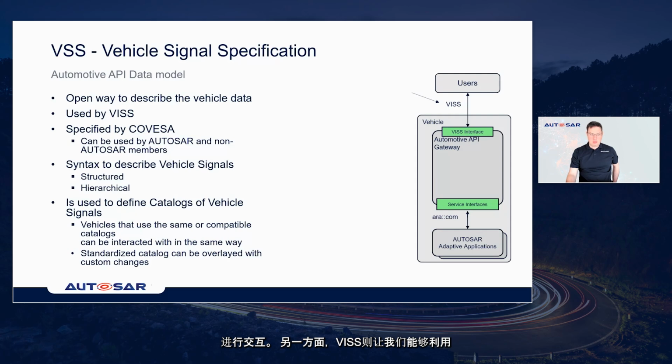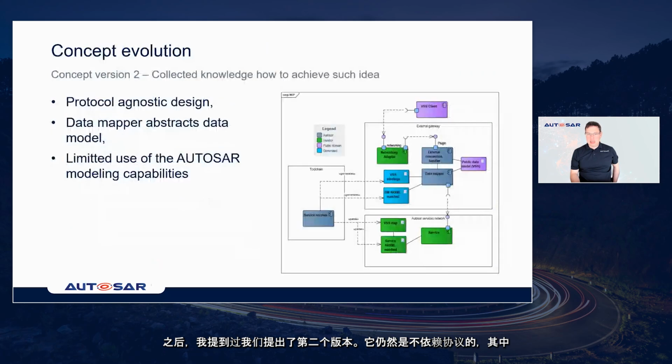VISS, on the other hand, gives us the possibility to use these addresses from the VSS to get, set, and subscribe data. So later, I mentioned that we proposed a second version. It is still protocol agnostic, where the data model could be abstracted. The main problem of this version was to lose connection between parts, potentially performance issues, and limit the use of the AutoSAR modeling capabilities. What is more, in this approach, we didn't generate ARXML from the VSS.